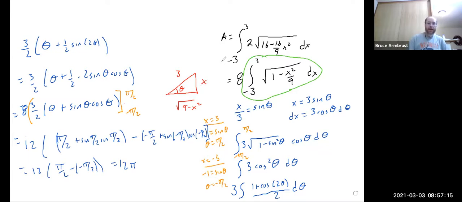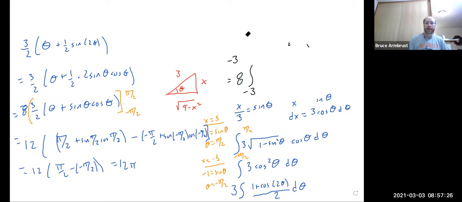All right, so there you go. There's the area of that ellipse. It's 12 pi. But like I said, if you did this generically, we'll clear all this and make room for a little picture.